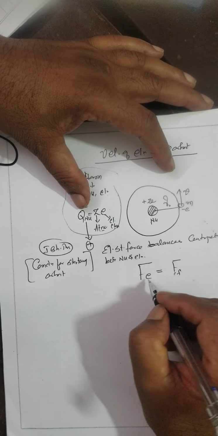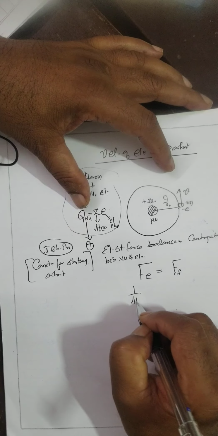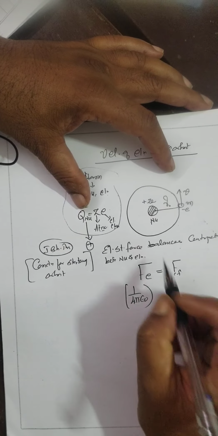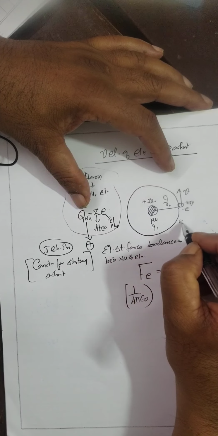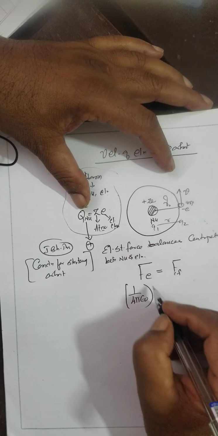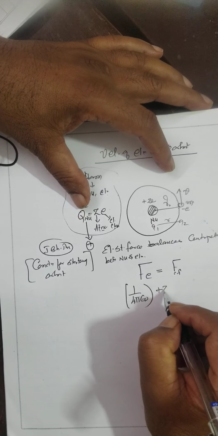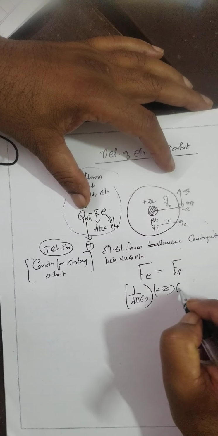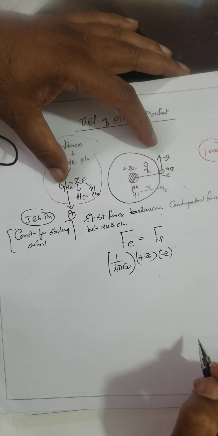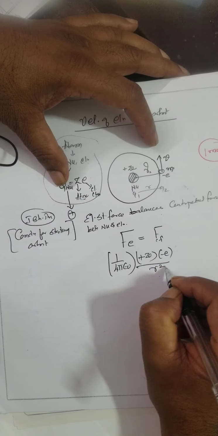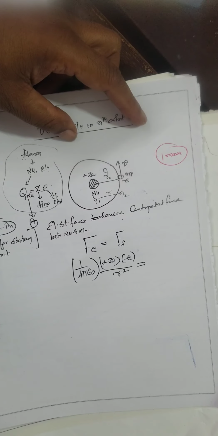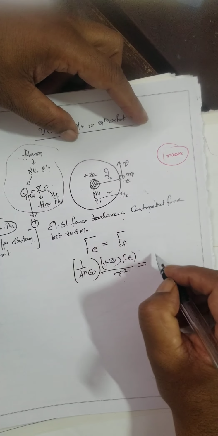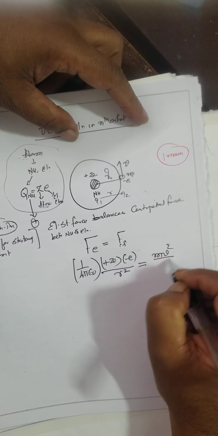What is centripetal force? Electrostatic force is 1 by 4 pi epsilon naught, Q1 Q2 by r square. Q1 is plus Ze. Q2 is what? Minus e, by square of the distance. That is equal to what? Centripetal force, what is that? mv square by r.